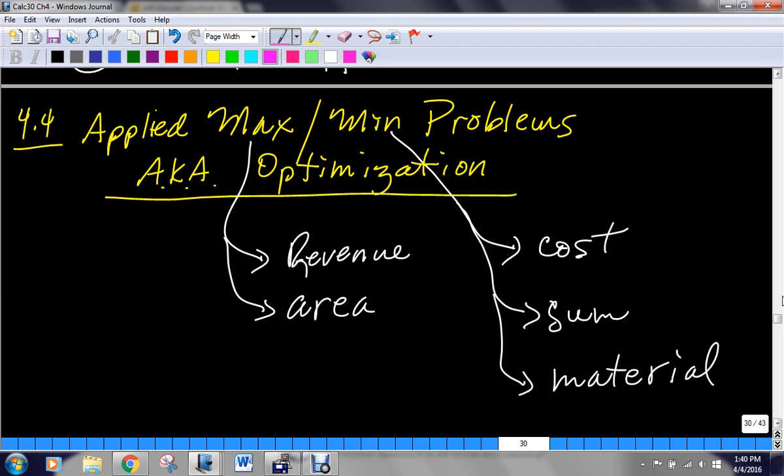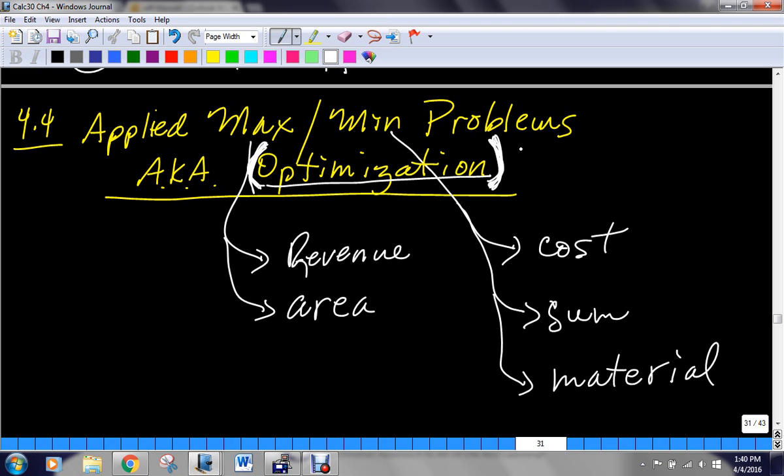Okay, so 4.4 is applied max and min problems, aka optimization problems. So this is something that you're going to hear and see a lot of, okay? Especially if and when you continue on in calculus in university. Optimization is a big part of differential calculus. Okay, that's a big part because this is an application, and when you can apply math, it's obviously important to a lot of different areas other than just pure math.